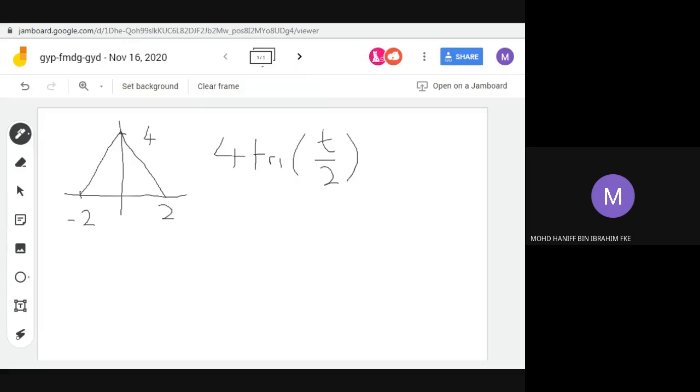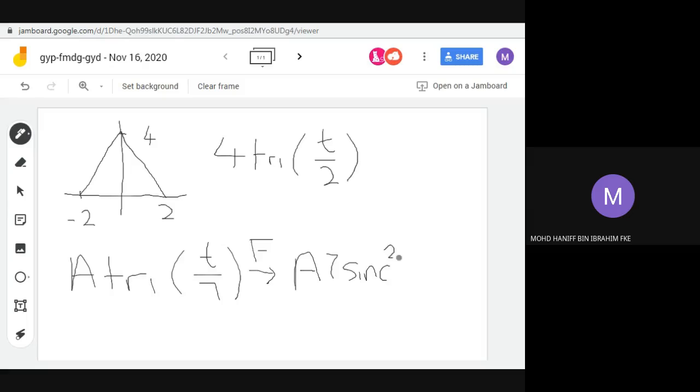In terms of the Fourier transform, let me refer back to the table. If we have a triangular function of t over tau, the Fourier transform for this will give us, let me refer back to the table, tau sin squared omega tau divided by 2.